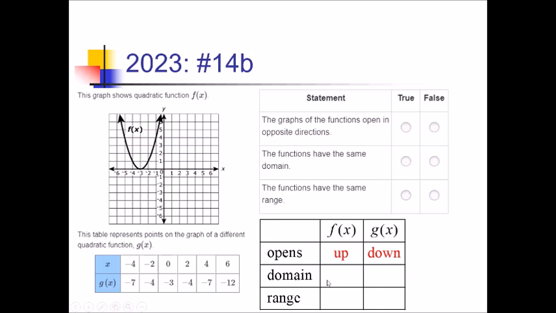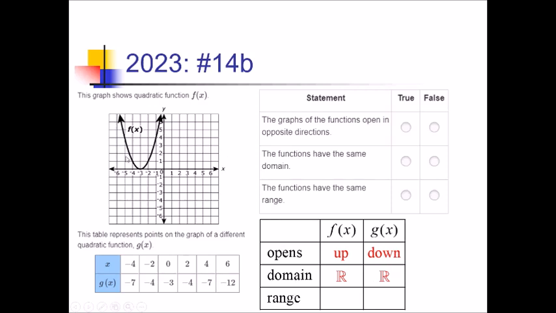Now for the domain, that's the x values that are on the graph that I can plug in and get a real number back. Since this is a quadratic, it goes to the left and to the right forever, with no gaps in between anywhere. It's continuous. So our domain for both of these is going to be all real numbers, which I'll show with this little R here. And now for the range, that's the y values that I can get back.